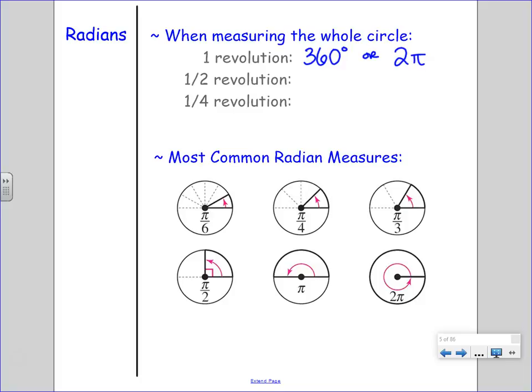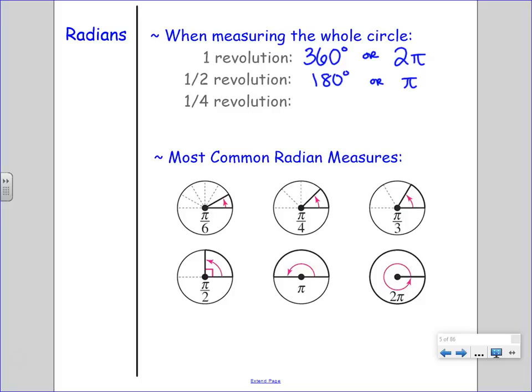1/2 revolution. That's like a semicircle, right? What would a semicircle be in degrees? I only had to go halfway around when I was measuring in order to get pi, or an approximation, 3.04. Kind of a lame approximation, but oh well. 1/4 of a revolution.